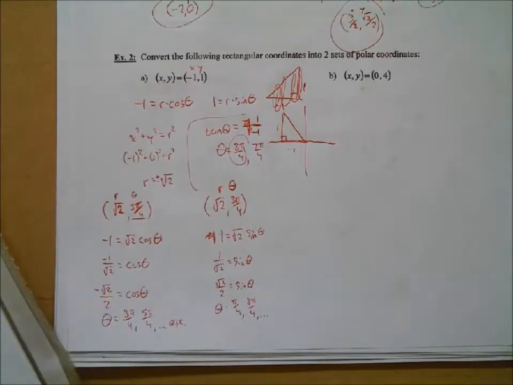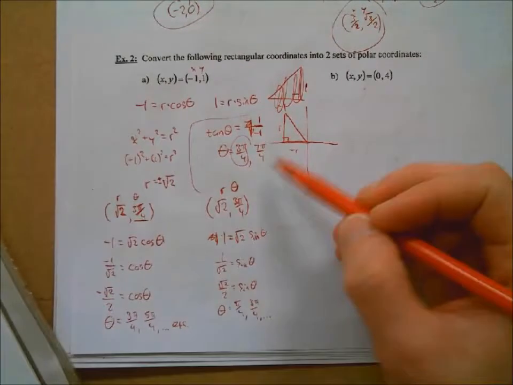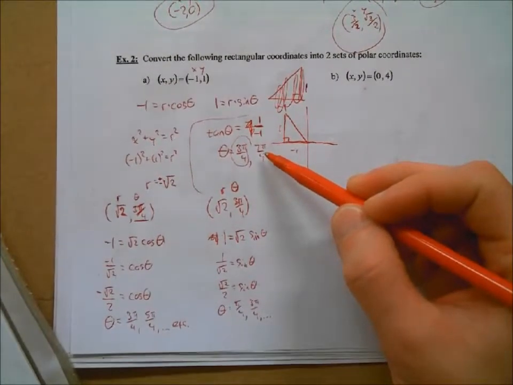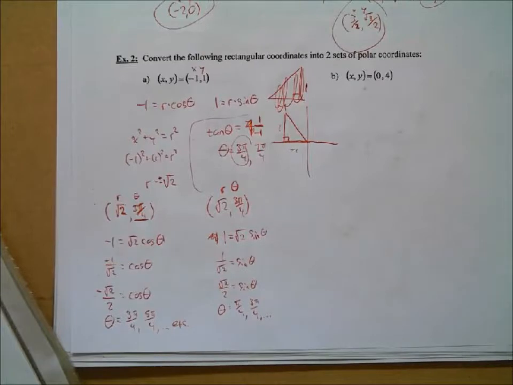We're running into these issues where we have multiple angles that don't work. 7 pi over 4 here would not work. Wouldn't 7 pi over 4 just be the other one? Because it says 2 sets, so you would have to do one with a positive, one with a negative. You're right. One would be positive √2, one would be negative √2.